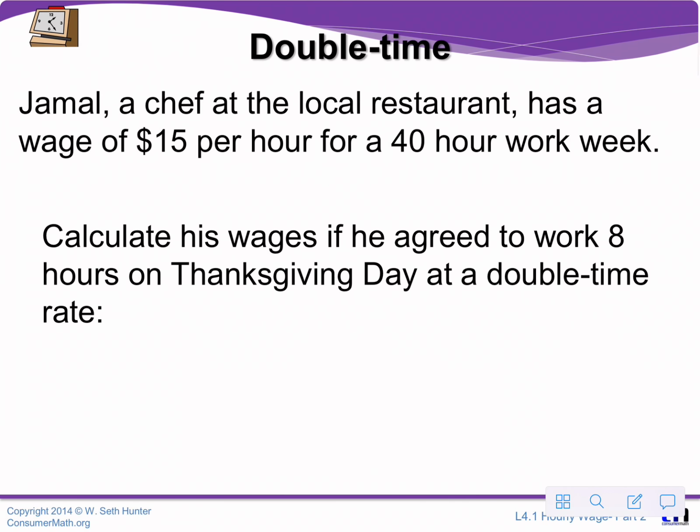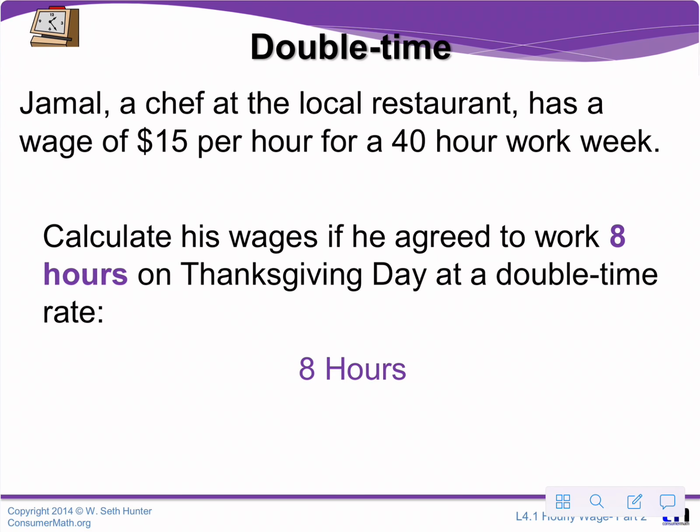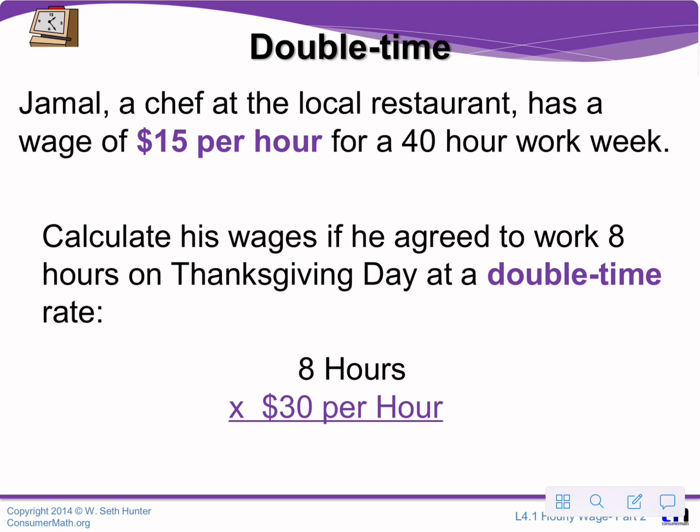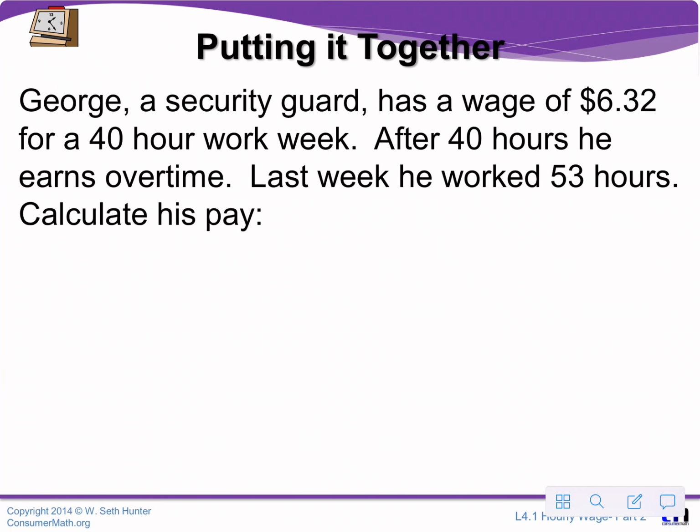Jamal, a chef at a local restaurant, has a wage of $15 per hour for a 40-hour work week. Calculate his wages if he agrees to work 8 hours on Thanksgiving Day at double time rate. So it's 15 times 2, which gives us $30 an hour, a total of $240 for that day.